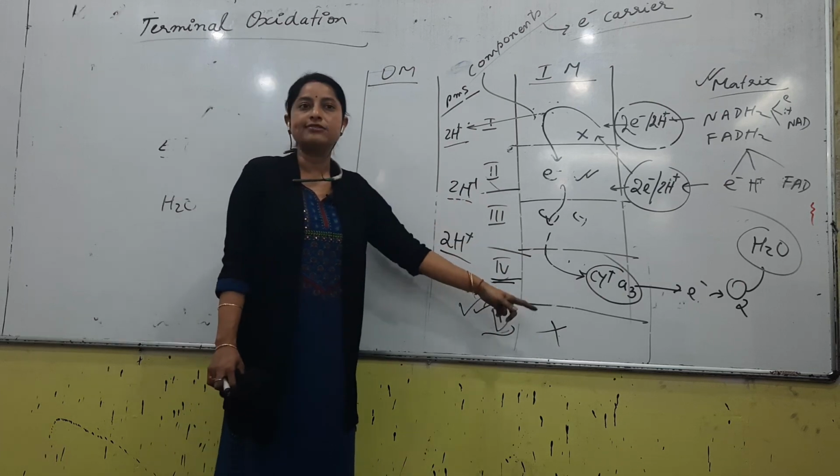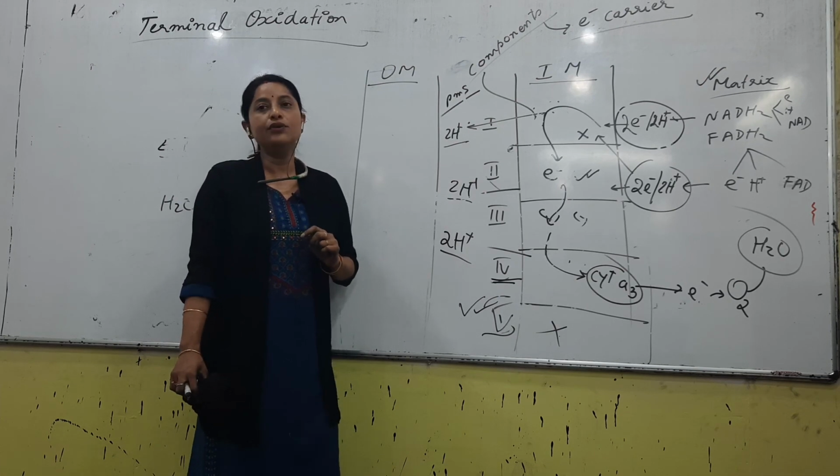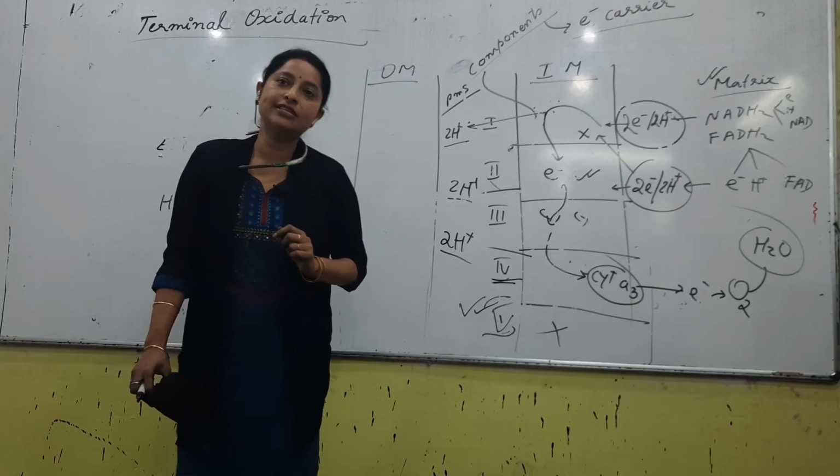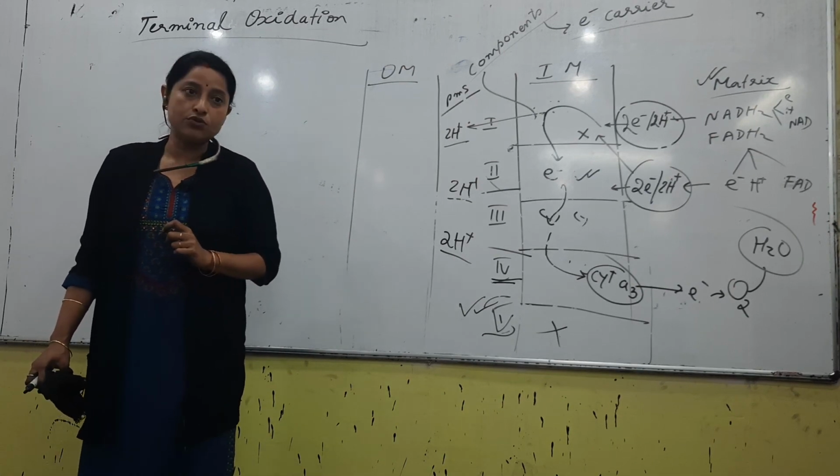Right? The 5th complex, electrons will not go. It is only the protons that they will move. Or you have to refer to the chemiosmotic hypothesis again. So if there is a proton motive force, the protons will be pushed out.